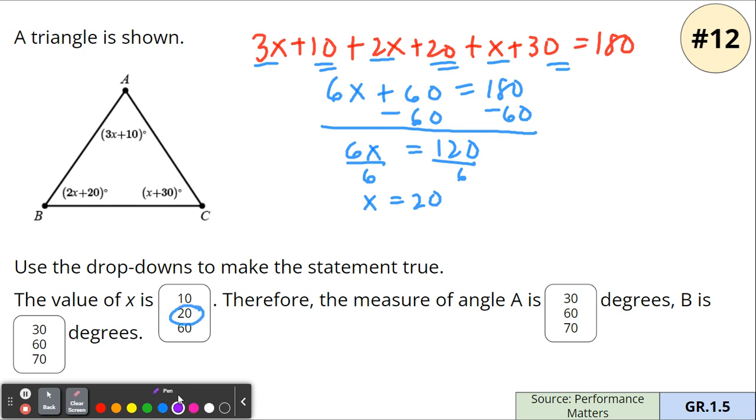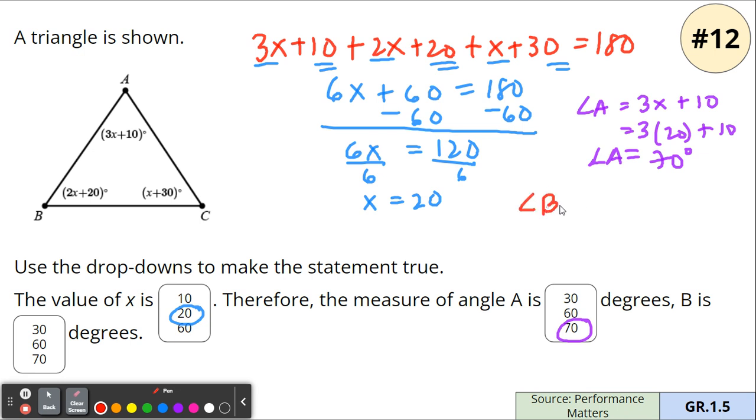Therefore, what is the measure of angle A? Angle A is 3x plus 10, so it means 3 times 20 plus 10. 3 times 20 is 60, plus 10 is 70 degrees. So angle A is 70 degrees. What about angle B? Angle B is 2x plus 20. Since x is 20, you have 2 times 20 plus 20. 2 times 20 is 40, plus 20 is 60. So angle B is 60 degrees. Okay, so we have to be patient in solving our problems.